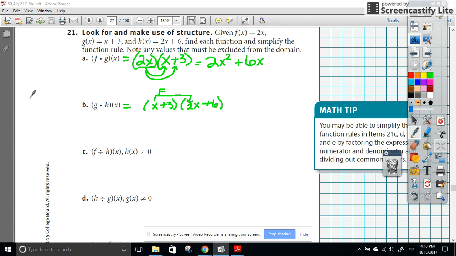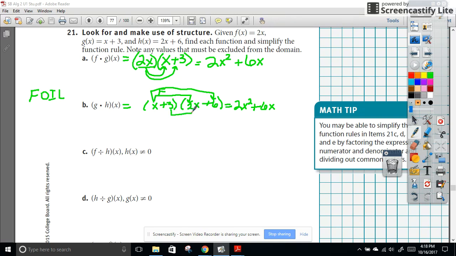FOIL, F-O-I-L, stands for multiply the first two terms together, the outer terms together, the inner terms together, the last terms together. That just makes sure you get everything that you're supposed to multiply. So first terms together, x times 2x. We've got the coefficient 1 times the coefficient 2, that's a 2, and then x times x gives us x squared. Those are the first terms. Then the outer terms, the outside on this one and the outside of that one, so x times 6, that's just 6x.